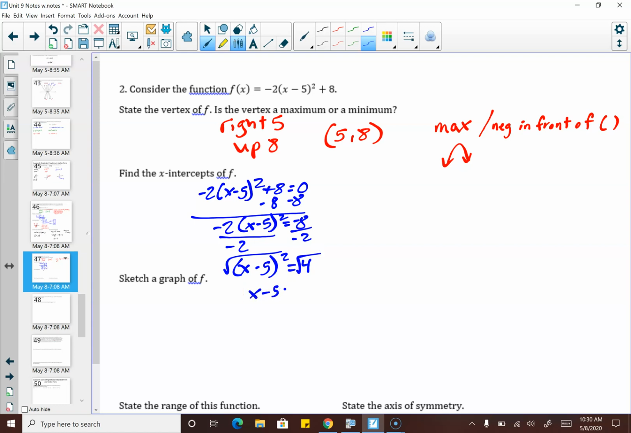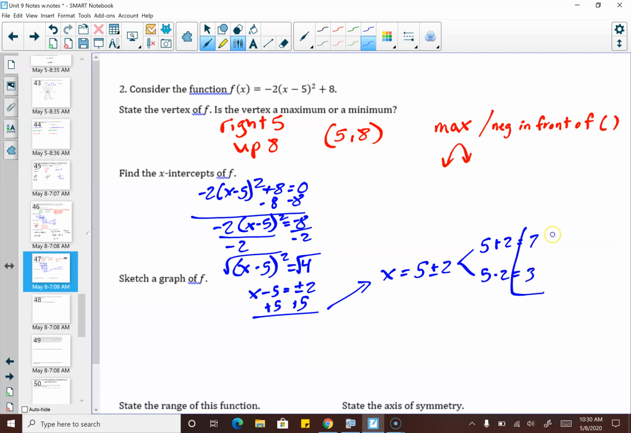We get x minus 5 equals plus or minus 2. We'll add the 5 to both sides, and we get x equals 5 plus or minus 2. So we're going to split that here. We have 5 plus 2, which is 7, and we have 5 minus 2, which is 3. And those are going to be our two x-intercepts. x equals 7 and x equals 3 are the two x-intercepts.